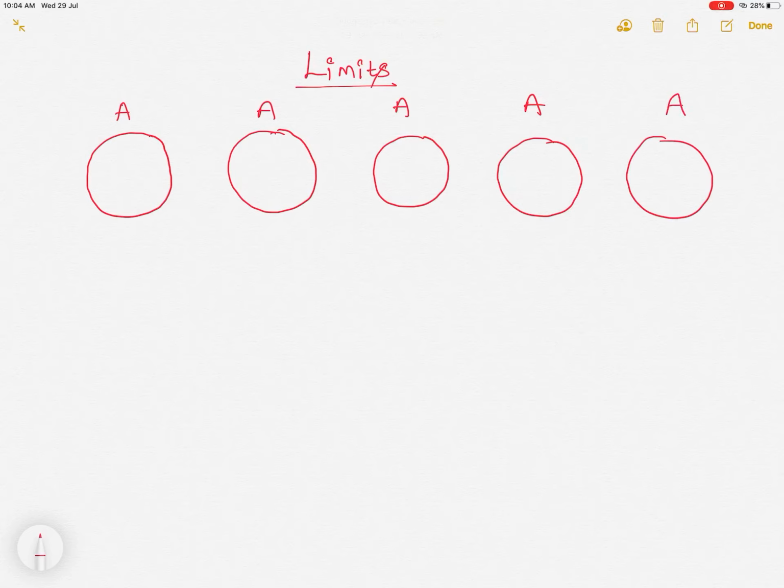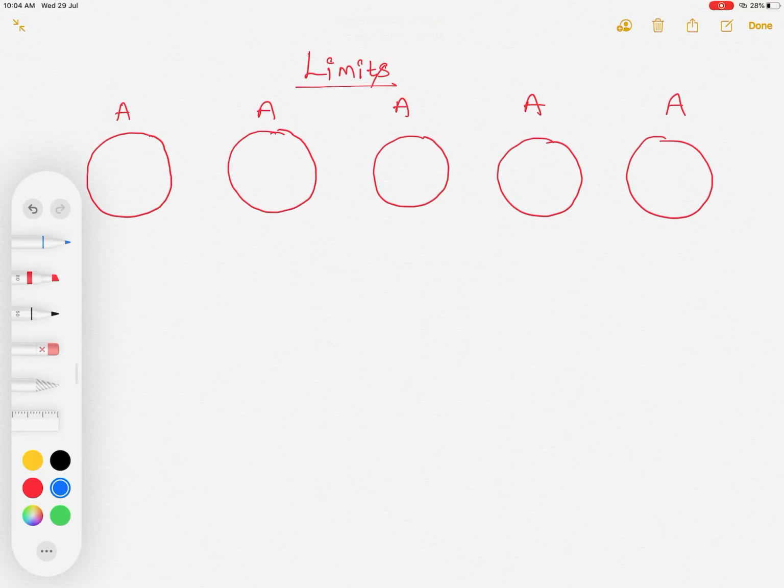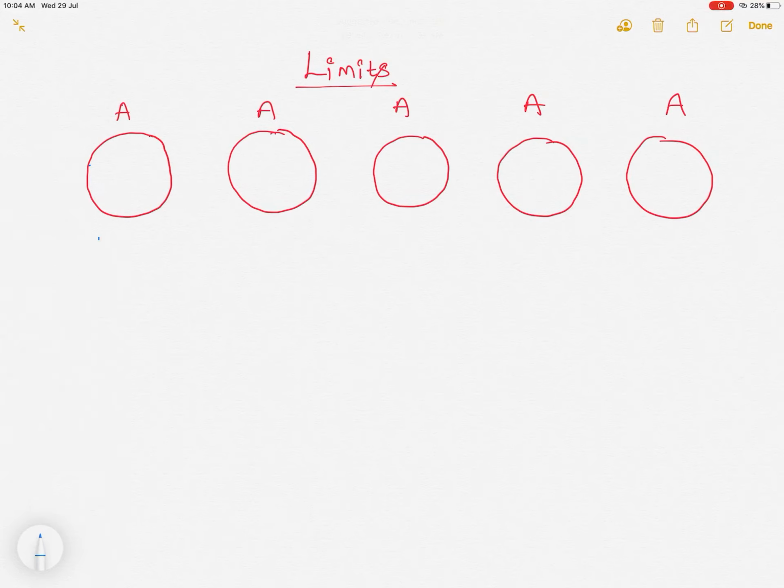Okay, so now what I'm going to do is inscribe a quadrilateral in the circle. So try to inscribe. Quadrilateral means number of sides equal to 4. So like this I inscribe. Then the area of the quadrilateral is a.